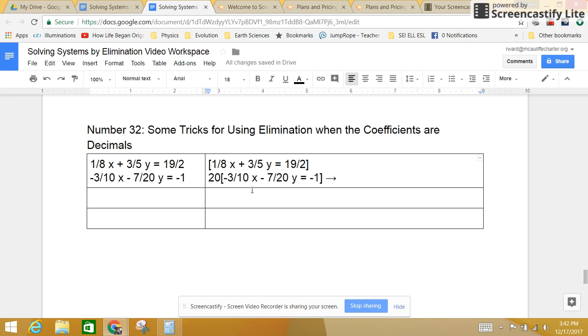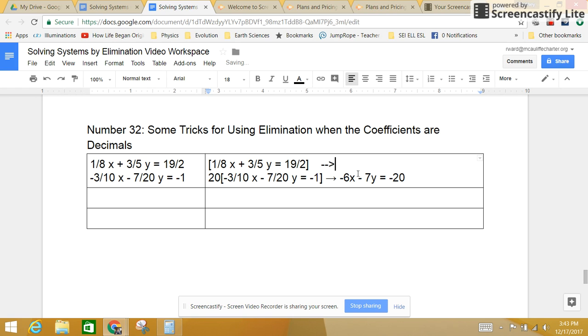20 and 10 are going to cancel out. You'll be left with 2 times negative 3. So I've got negative 6x. And then 20 and 20 are going to cancel out on the y term. So I'm going to be left with minus 7y. And that's going to equal negative 20 because negative 1 times 20 is negative 20.